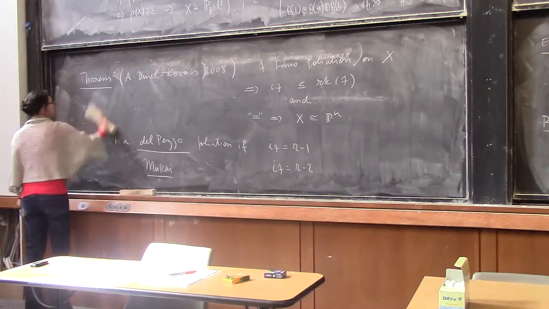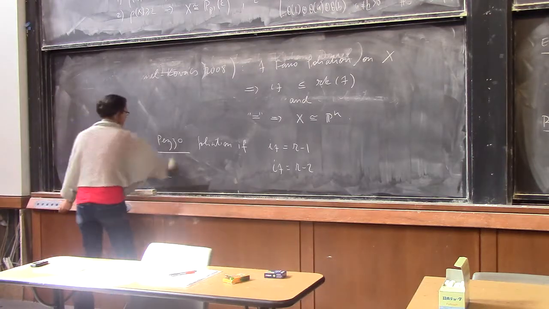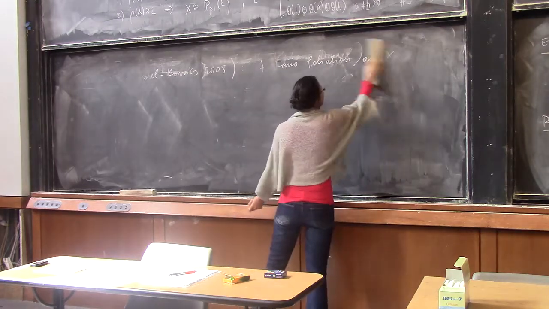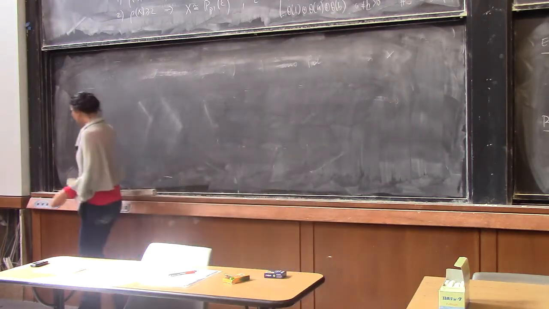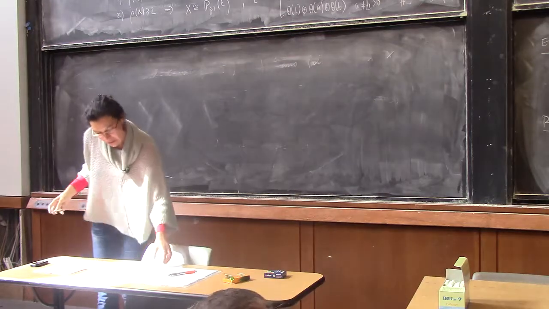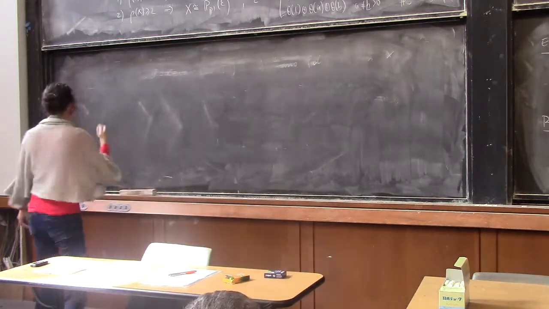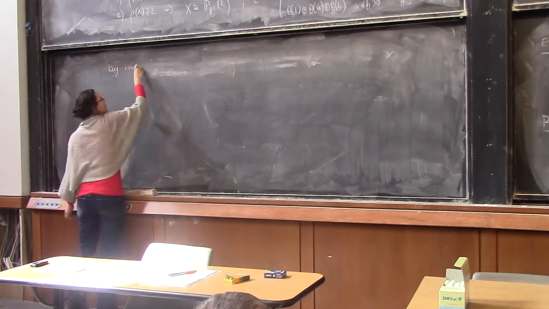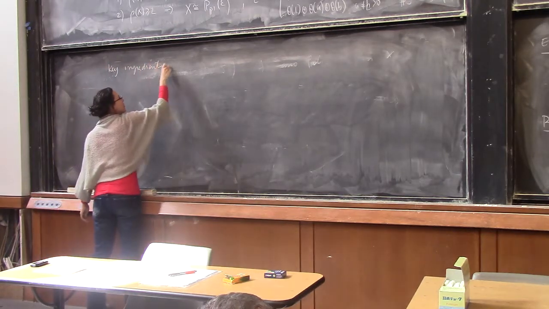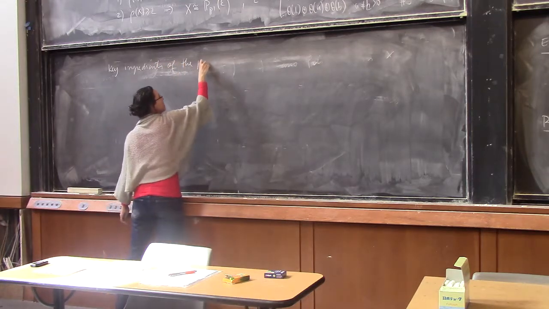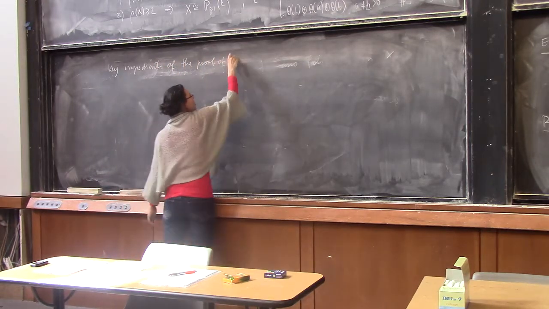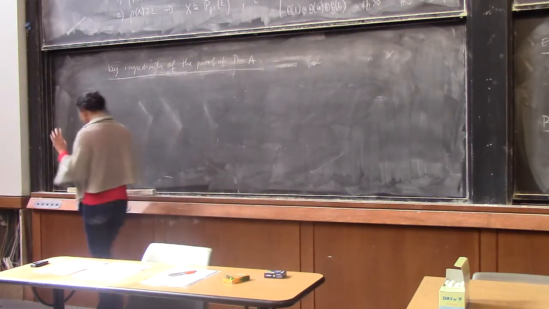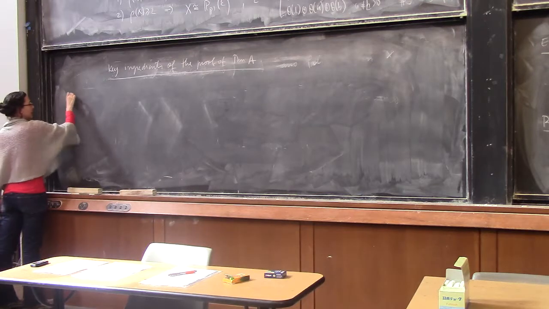Okay, so I would like to at least sketch the proof of theorem A. So let me start by saying what are the key ingredients of the proof of theorem A. So let's say there are three key ingredients.